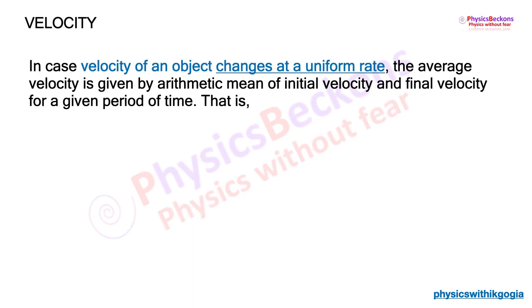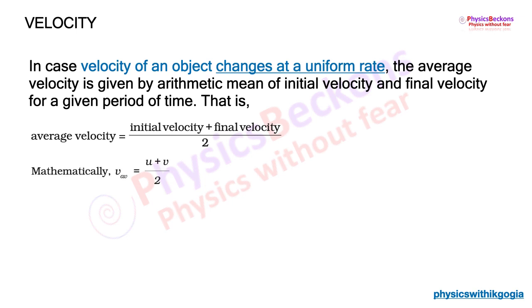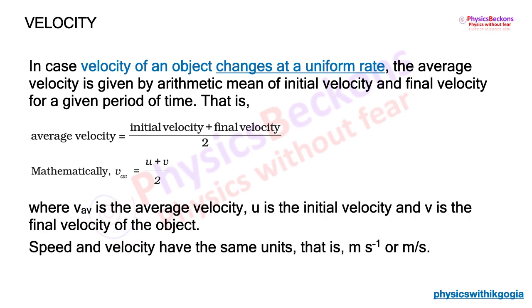In a special case where the velocity of an object is changing at a constant or uniform rate, that is, changing by equal amounts in equal intervals of time, we can find average velocity as the mean of the initial velocity u and final velocity v, that is V_av is equal to (u plus v) over 2, but only in a specific case where the rate of change of velocity is constant. Speed and velocity have the same units. The SI unit for both speed as well as velocity is meters per second.